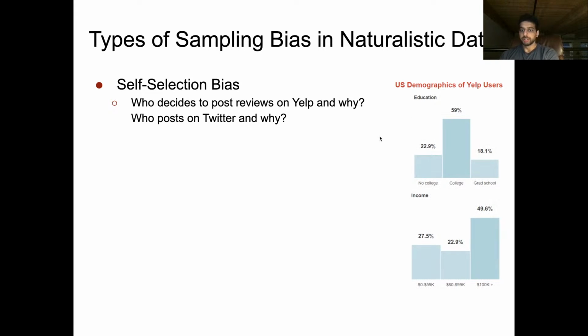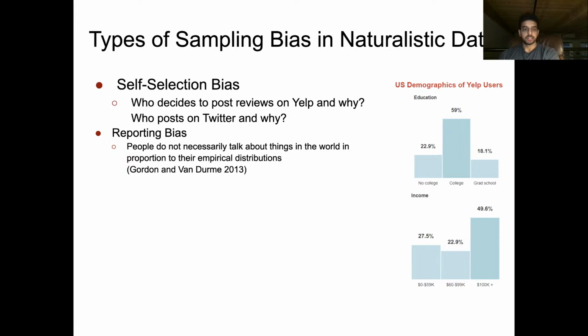So if you look at the US demographics of Yelp users, the majority of them, 60%, are college educated, 50% of them make more than 100K a year. And you should be aware of this when you're training a model based on Yelp.